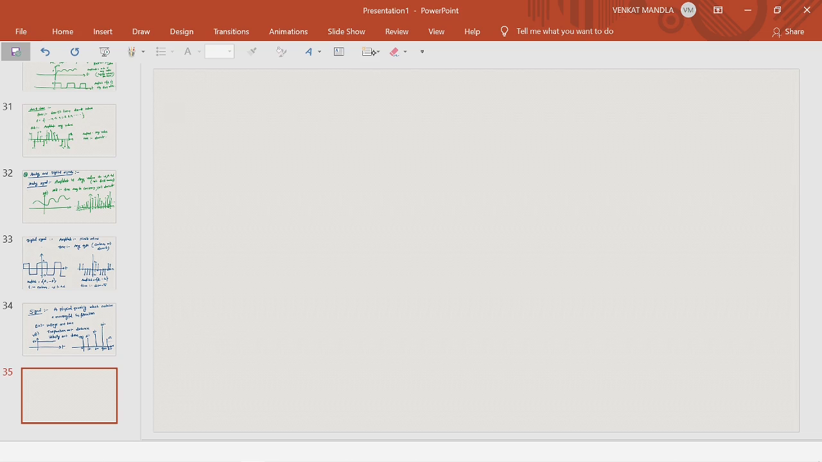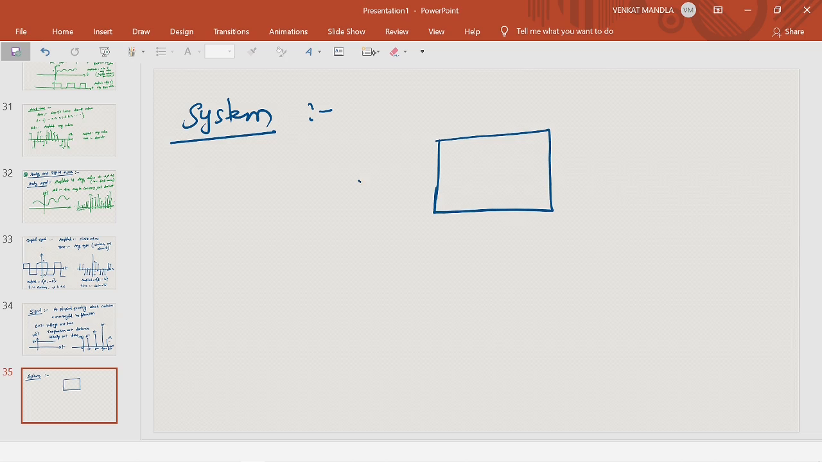Next, system. I will give a definition for the system. So it is like a device. This is a system which can do some operations on input signal and give some output. Okay, it's a physical device. It may be a low pass filter, it may be a high pass filter, it may be a delay system, it may be a squarer, whatever.